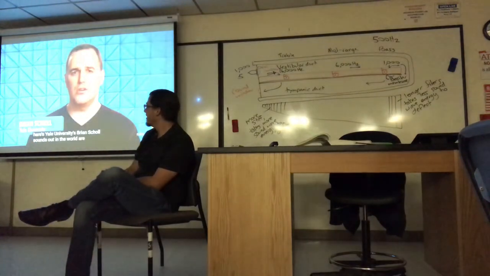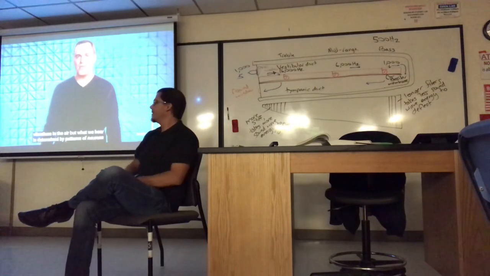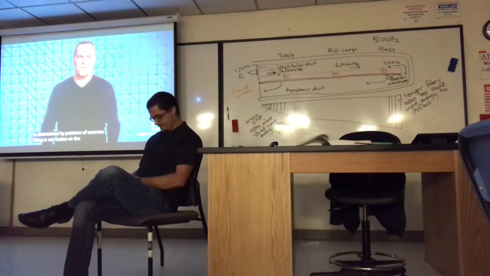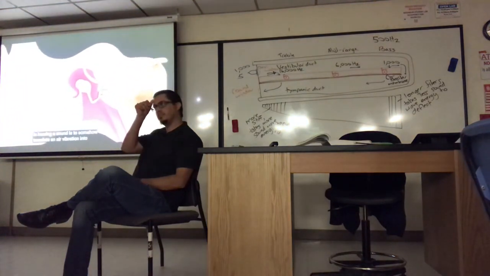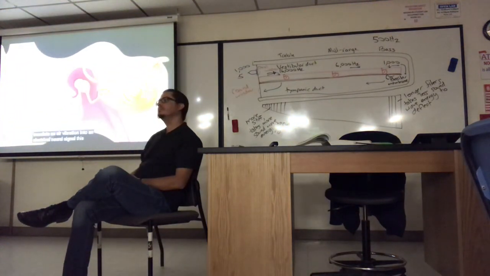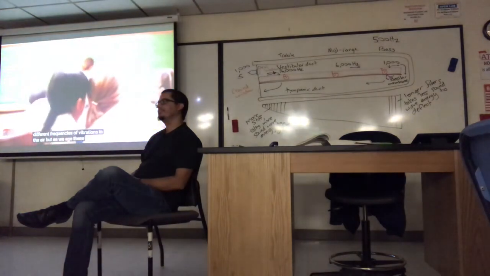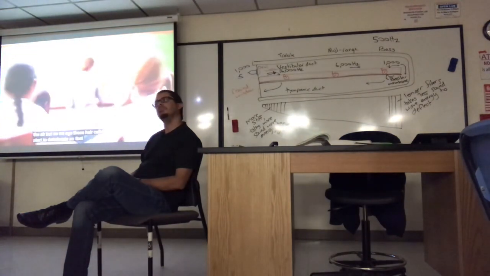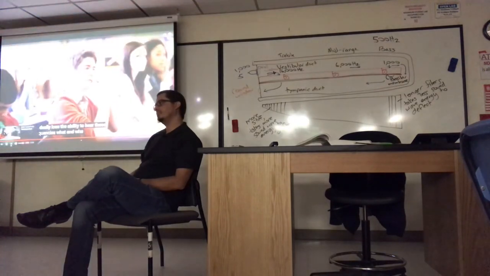Sounds out in the world are just vibrations in the air. But what we hear is determined by patterns of neurons firing in our brains. So the first step in hearing a sound is to somehow translate an air vibration into an electrical neural signal. This is done by microscopic hair cells in our ears. Different hair cells are activated by different frequencies of vibrations in the air. But as we age, these hair cells start to deteriorate so that we gradually lose the ability to hear these frequencies.